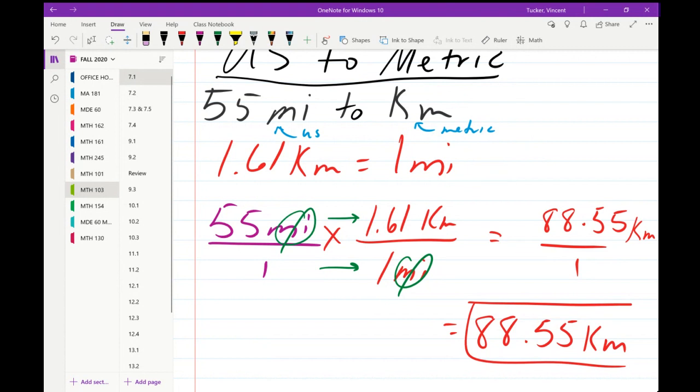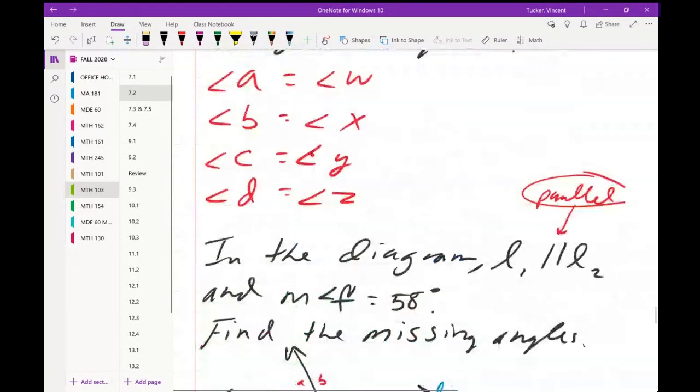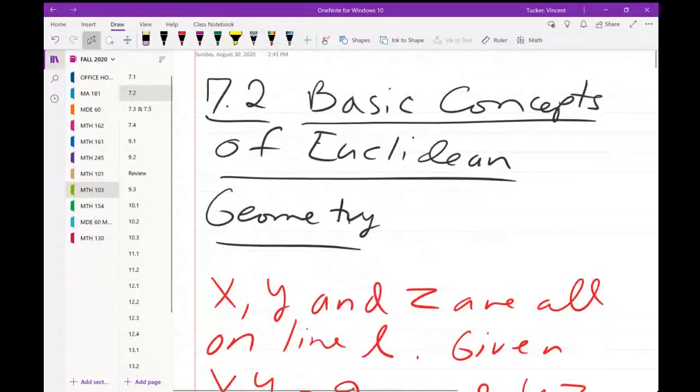Any other questions about converting your measurements before we look at 7.2? All right, I see some nods there. So let's go to 7.2. We'll look at a little bit of geometry, and then we should be good to go for today. So, basic concepts of Euclidean geometry, and Euclidean is just specifying where we're coming from, but geometry is the main thing we worry about.